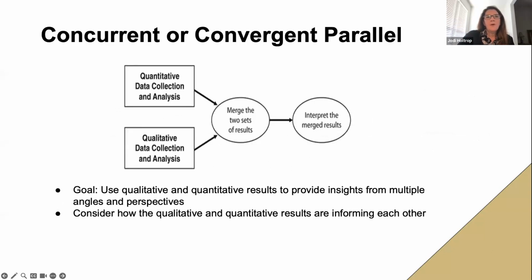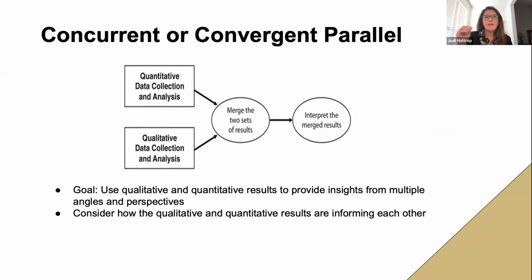And then the third basic design, and people would say there's some more basic designs, but these are the main ones, is that you do quantitative and qualitative separately, but around the same time. And then you merge the two sets of results. So notice that with all of these, the collection and analysis is in one box. Okay. So you're doing the quantitative data collection and analysis. You're doing the qualitative data collection and analysis. So you're doing the two separate things, then you connect them.